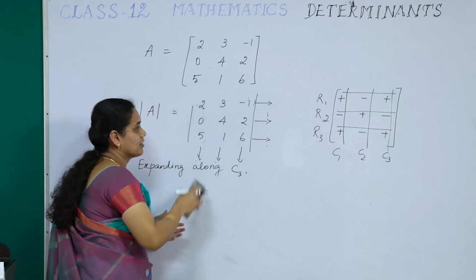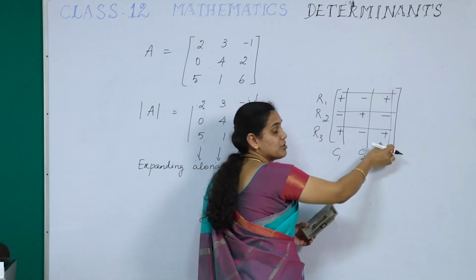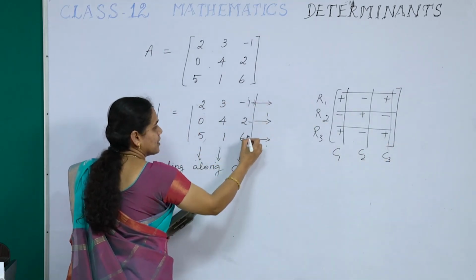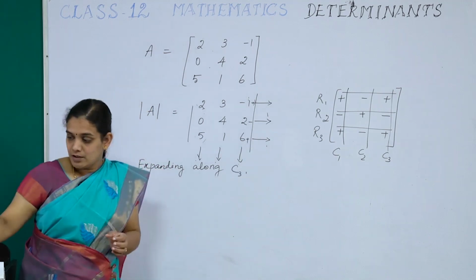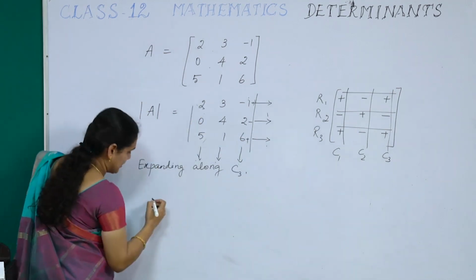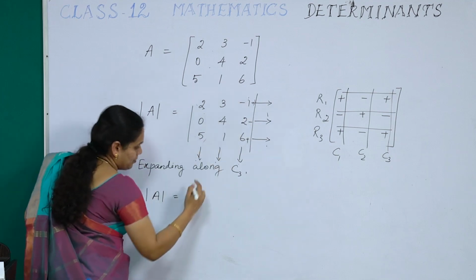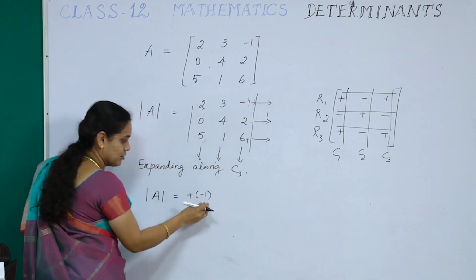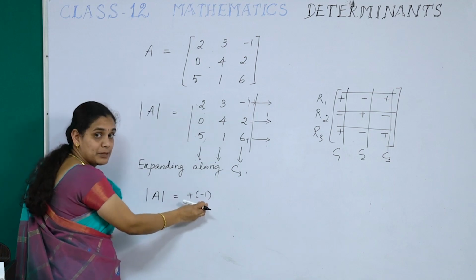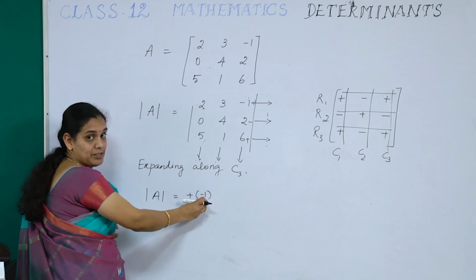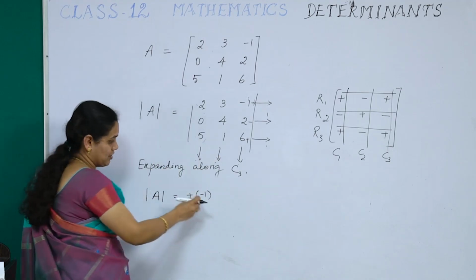So in C3, what are the signs we are going to use? Plus, minus and plus. So this is plus, this is minus, and this is plus. So we will take that determinant of A is plus of minus 1. We should not forget to multiply this element. Sometimes the students forget to write this element. Directly they take the 2 by 2 matrix.